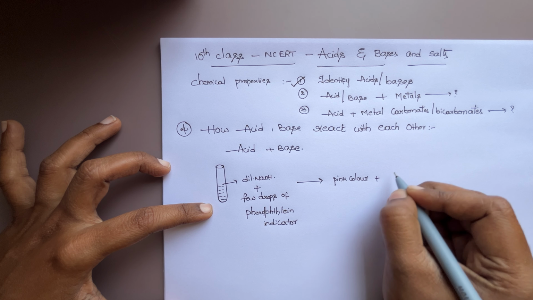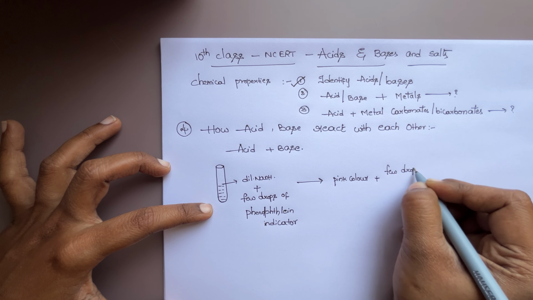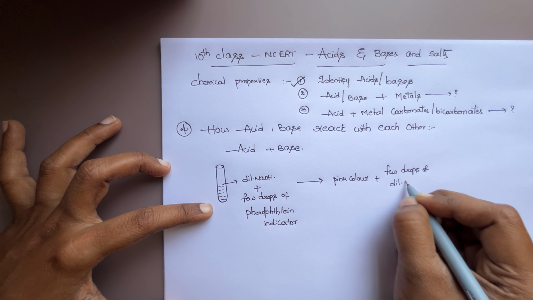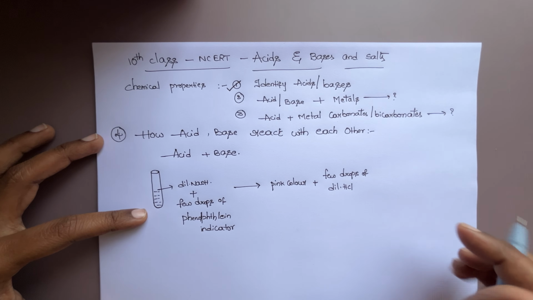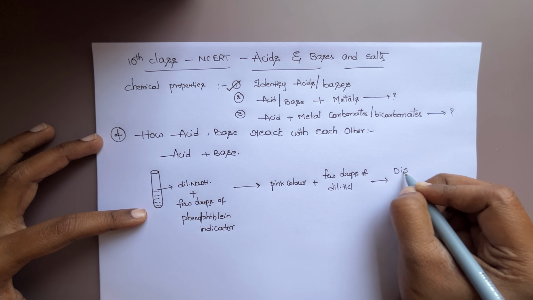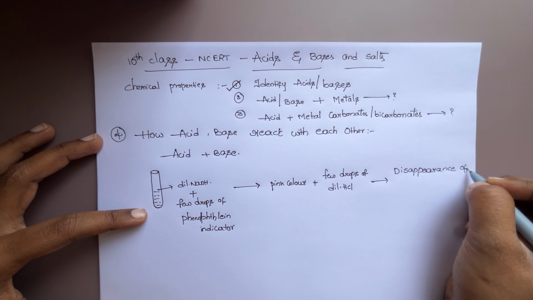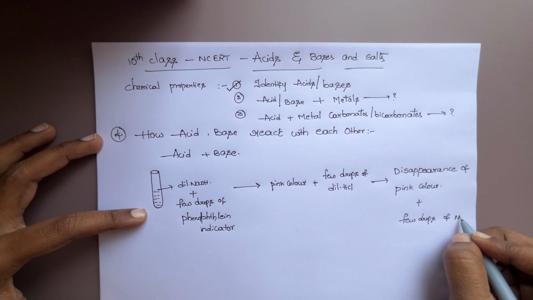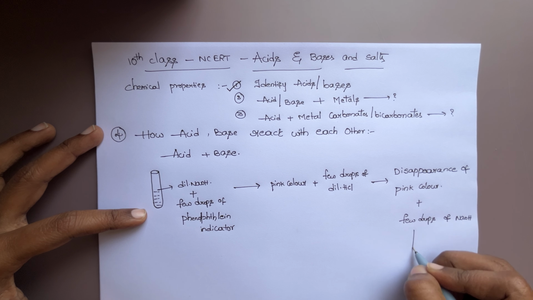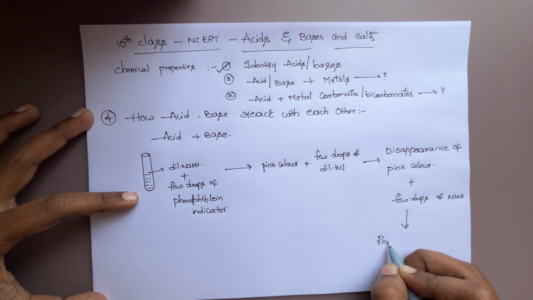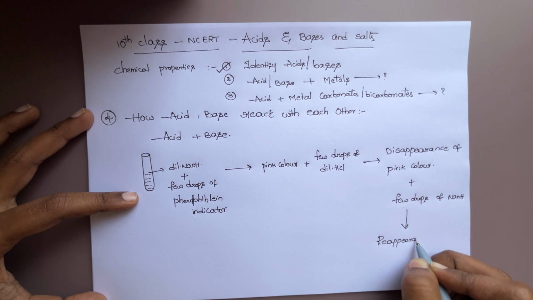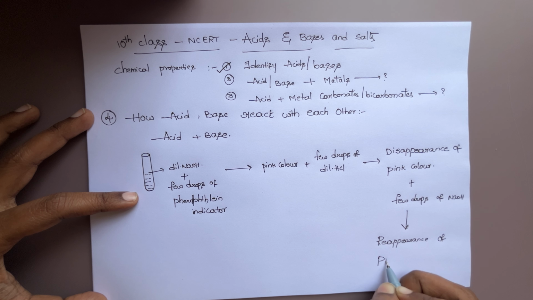To this I am adding a few drops of dilute HCl. Now I observed in the test tube, suddenly there is a disappearance of pink color. Again to this I have added a few drops of NaOH. Now surprisingly there is a reappearance of pink color in the test tube.